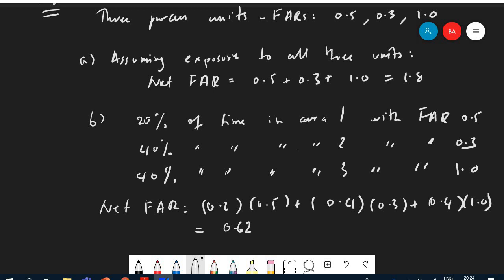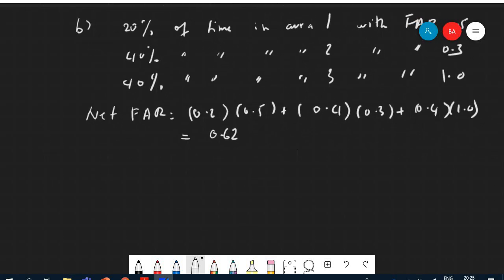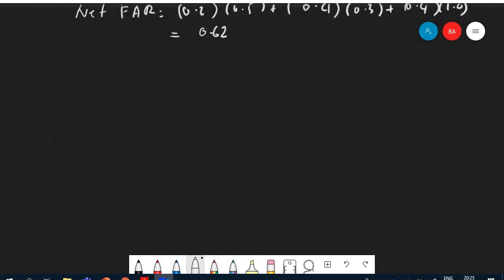And you can see in both cases the net FAR is still greater. The first one was greater, definitely exposed to all of them, but the second one will be a weighted average between the three mentioned process units. So that is the answer for 1.2.